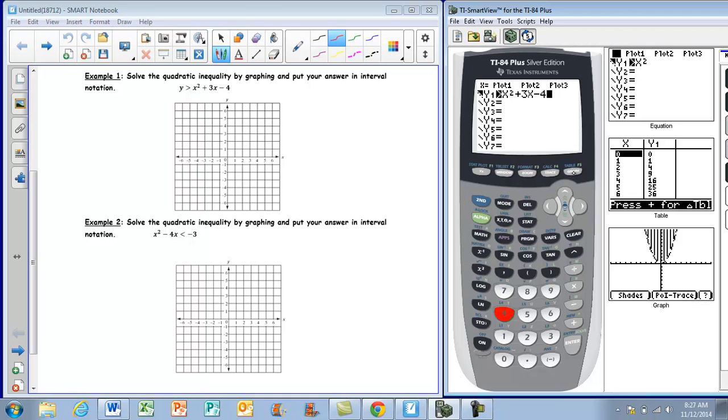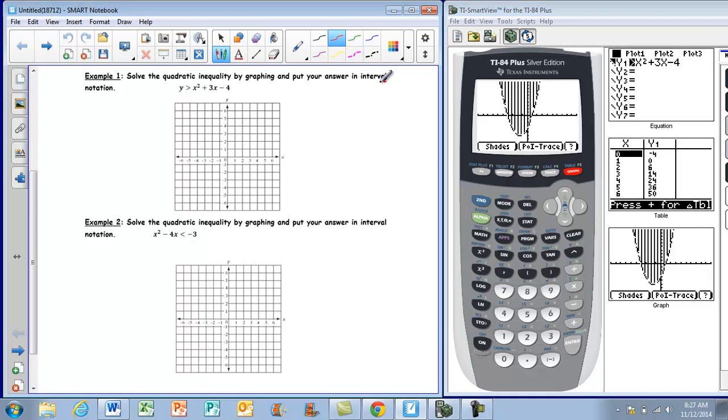Now if I go to my graph, if your graph isn't set up right, you can go ahead and hit zoom 6. That'll take you back to that standard window. So if we take a look at our graph, the biggest thing here is first we need to copy this graph over, but the next thing we need to do is write our answer in interval notation.